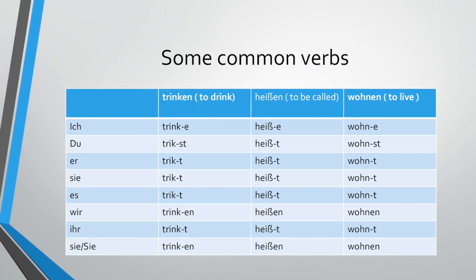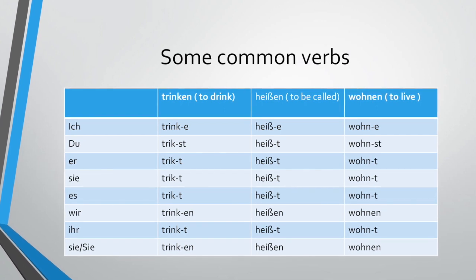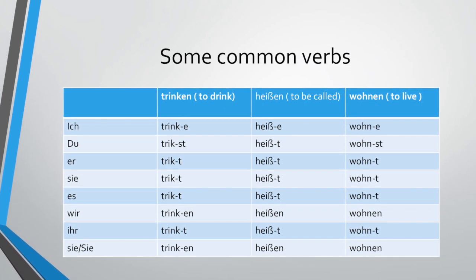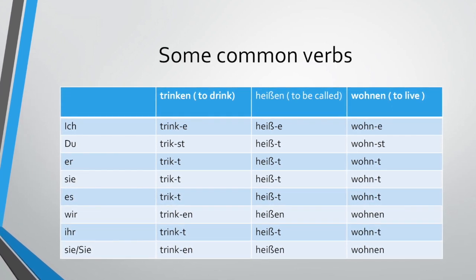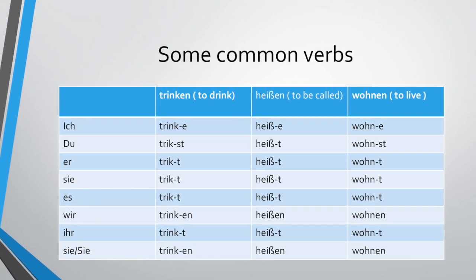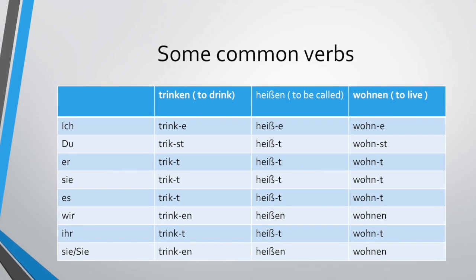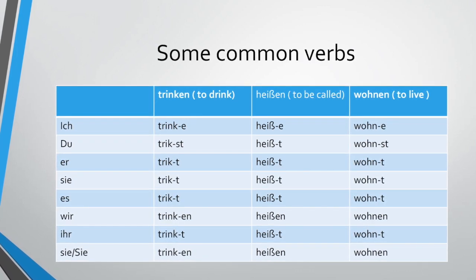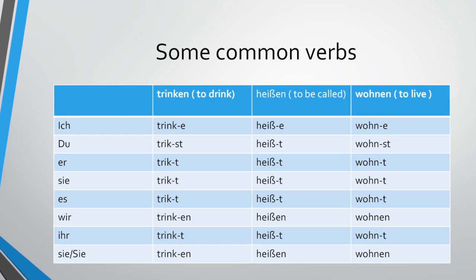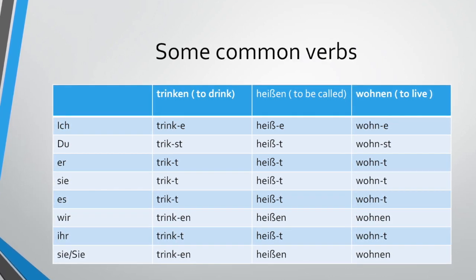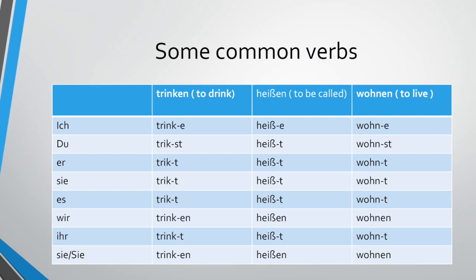But there is a spelling mistake. I'm so sorry about that. So in trinken, it will be trinkst. Er trinkt. Sie trinkt, es trinkt, wir trinken, ihr trinkt, sie trinken. So you just have to add N after I.